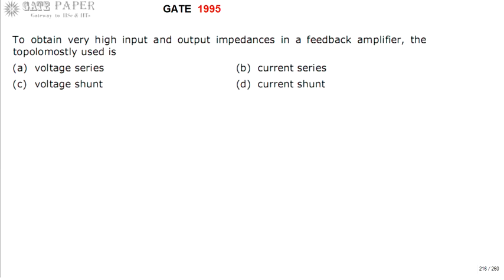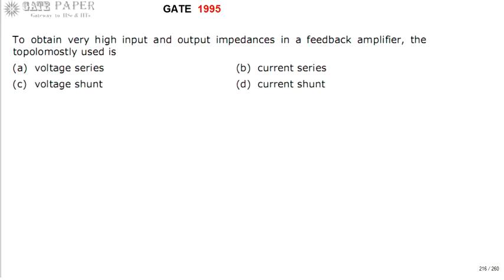Hello, we are discussing the GATE 1995 EC paper, and this question is related to analog circuits. To obtain very high input and output impedances in a feedback amplifier, the topology used is: A. Voltage series, B. Current series, C. Voltage shunt, D. Current shunt.